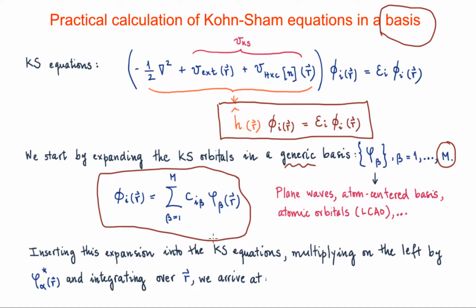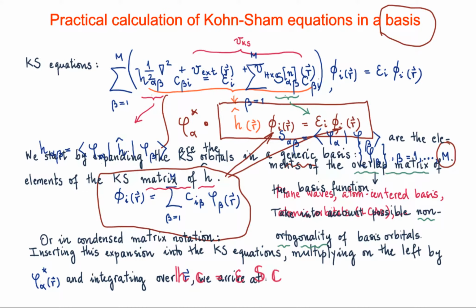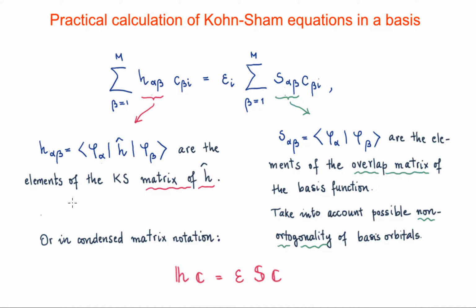Now what we are going to do is insert this expansion into the Kohn-Sham equations. Once we have done that, we multiply on the left by phi alpha complex conjugate, and then we integrate over r prime and over r. If we do that, we arrive at the following expression. This is the one.